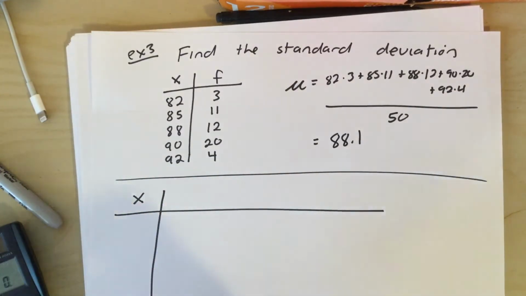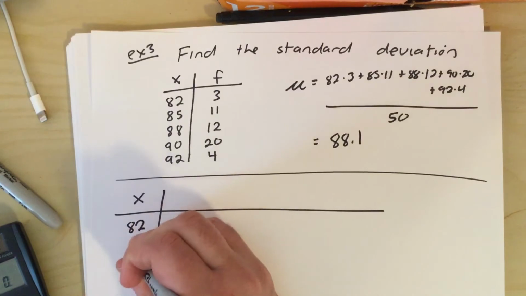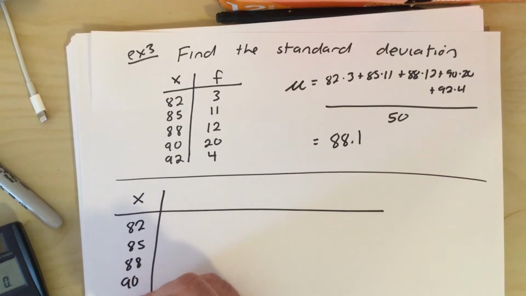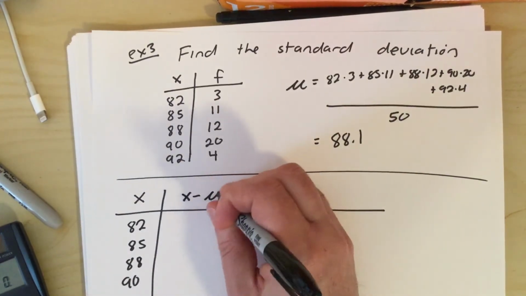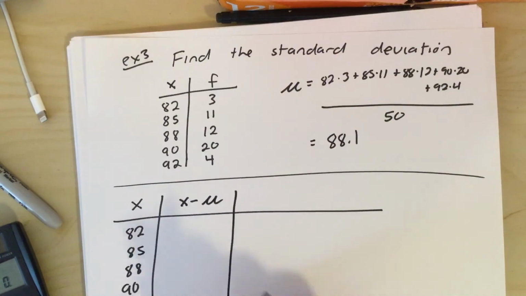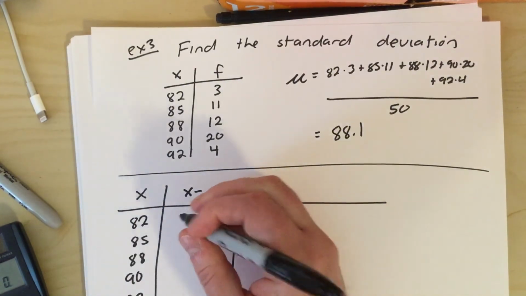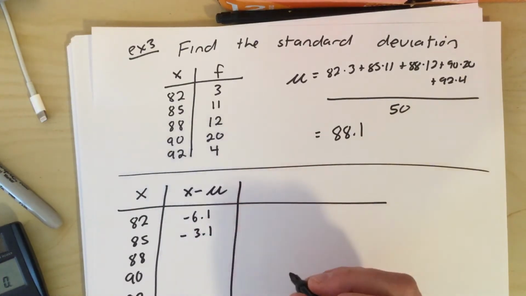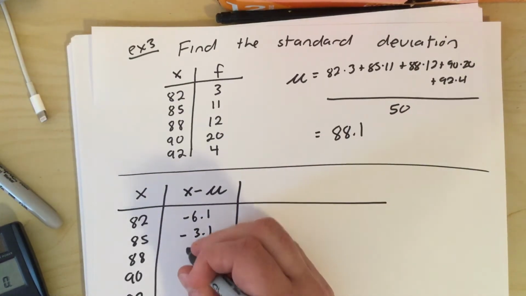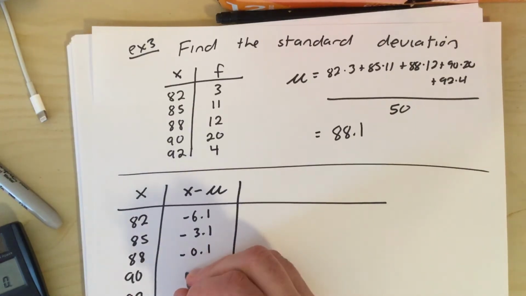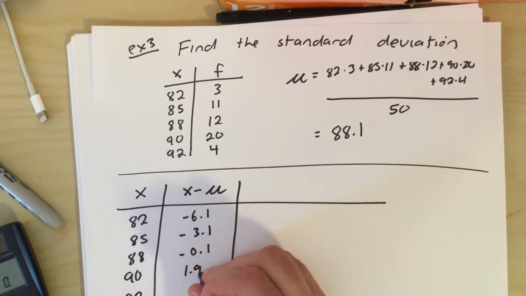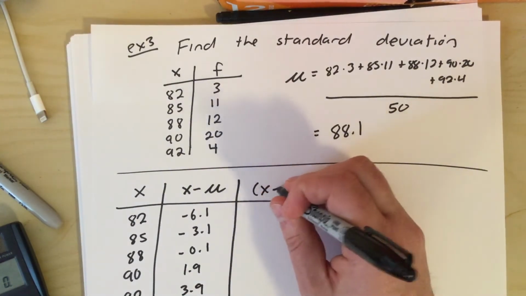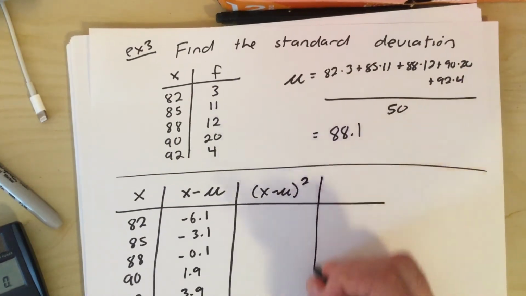So we're going to write our x values, and those are going to be 82, 85, 88, 90, and 92. Then we're going to subtract the mean, so it's going to be the x values minus that. So that's going to give us minus 6.1, minus 3.1, minus 0.1, 90 minus 88.1 would be plus 1.9, 3.9. Then we're going to square these.